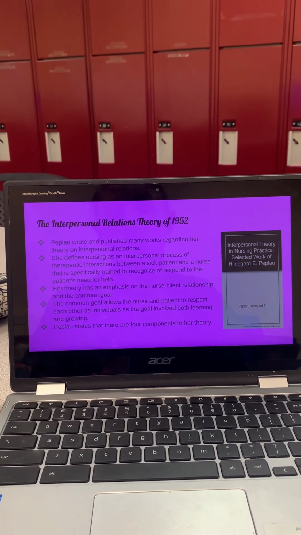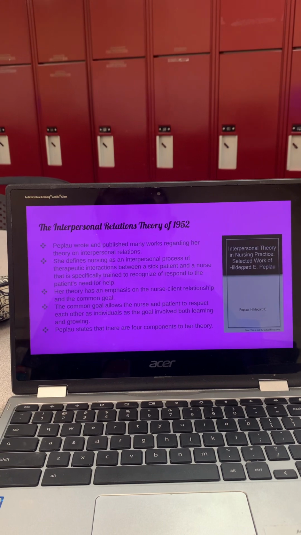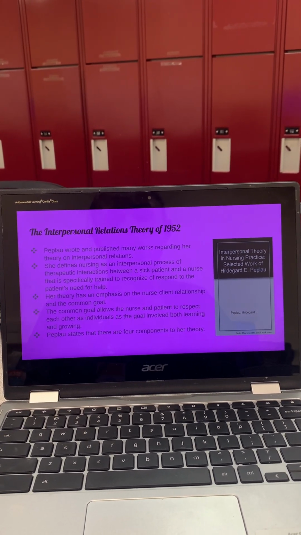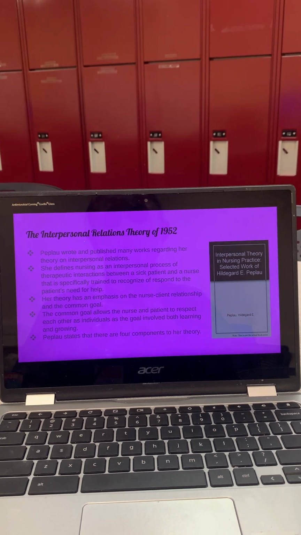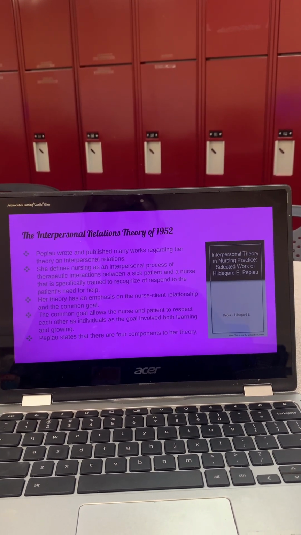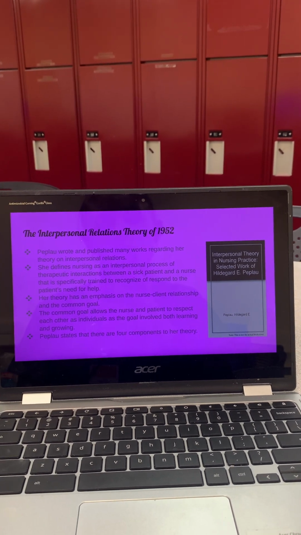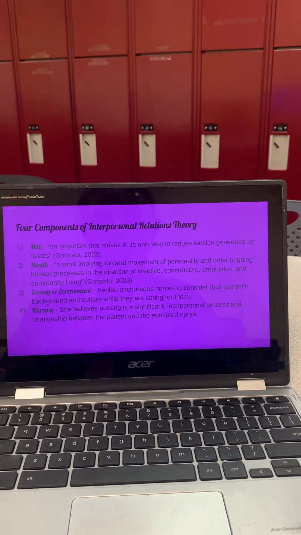Her theory has an emphasis on the nurse-client relationship and the common goal. The common goal between the patient and the nurse allows the nurse and patient to respect each other as individuals, as the goal involves both learning and growing. And she states that there are 4 components to her theory, which we'll go over in this next slide.